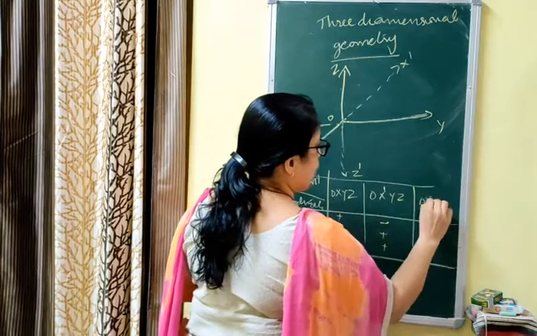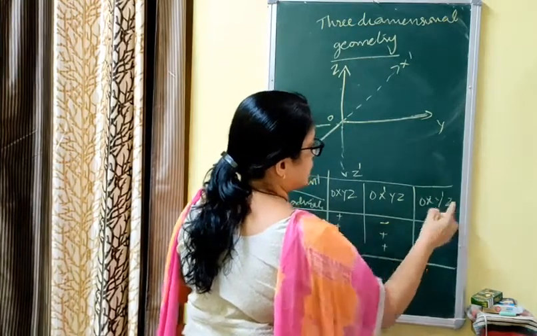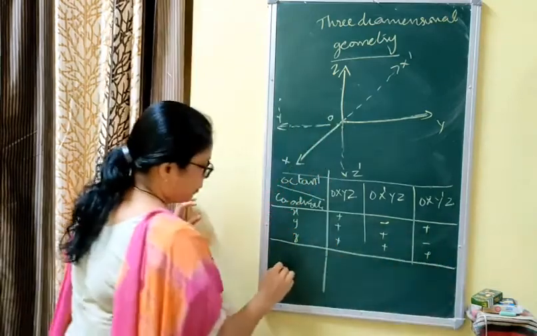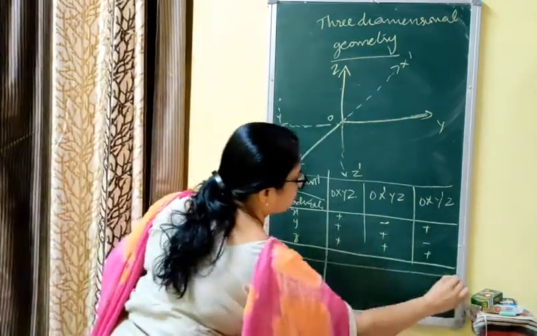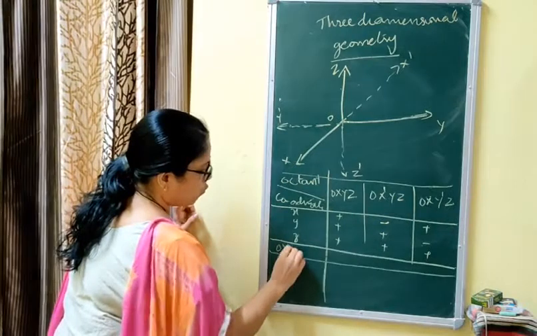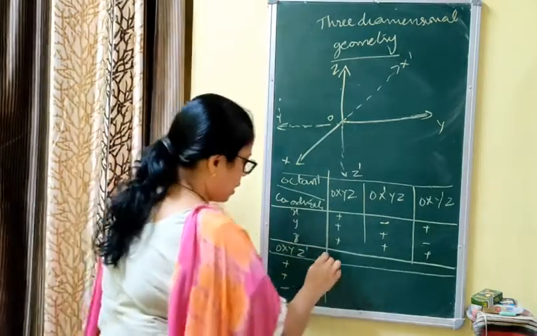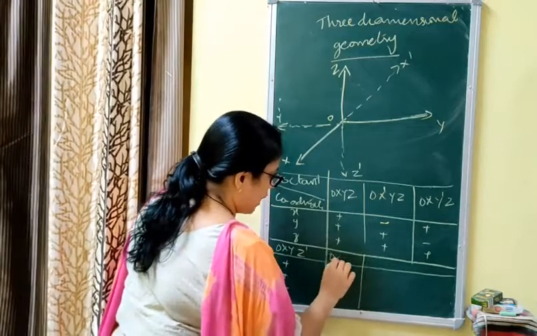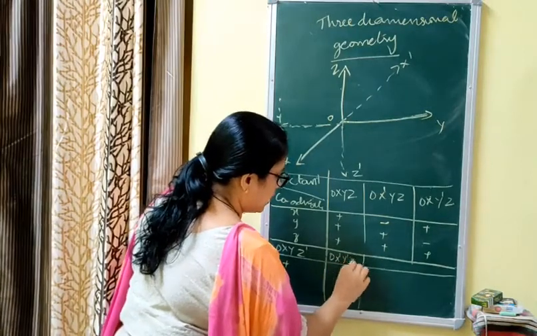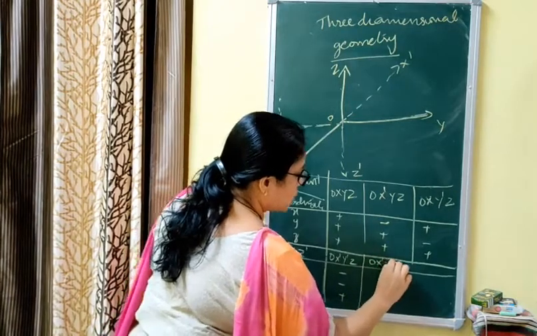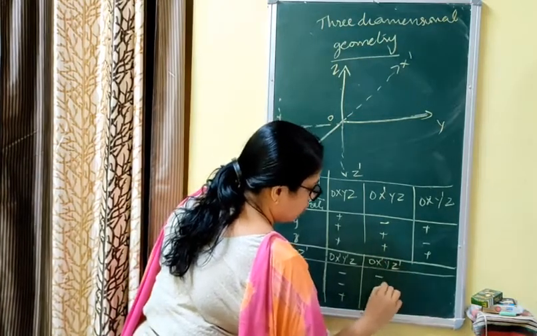Next is OX Y dash. Keep taking one dash at a time. X is positive, Y is negative, Z is positive. Next is OX Y Z dash. X is positive, Y is positive, Z is negative. Now take two at a time. O X dash Y dash Z is minus minus plus. O X dash Y Z dash is minus plus minus.